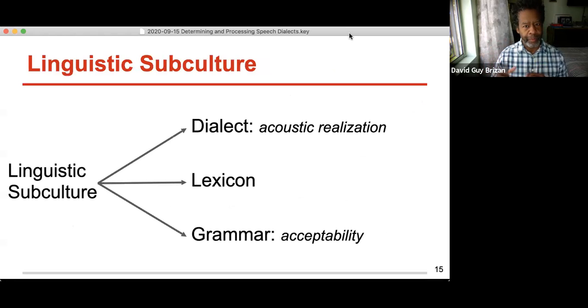It's usually based on a particular region, but it's also word choice. It's also grammar, the rules that I can use to put words together to form phrases and sentences. It's a bunch of different things, and it's got a realization on all of those levels.